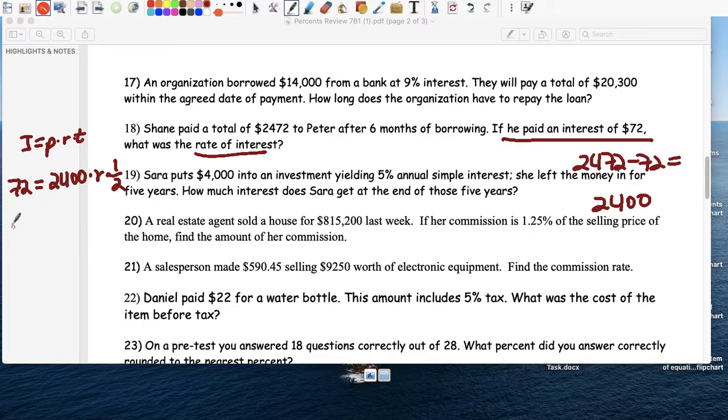So now the rest is just 1,200 R. I'm going to divide both sides by 1,200. And our interest rate, 72 divided by 1,200, is 0.06. Oh, look at these pretty numbers. So we borrowed that money at a 6% interest rate.